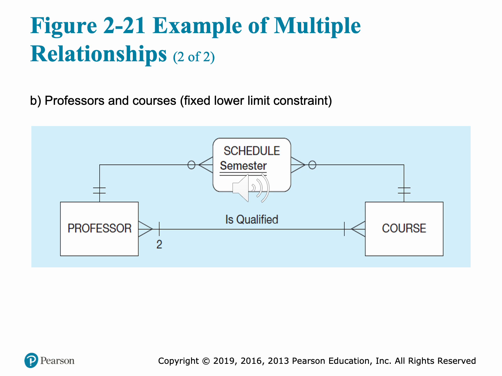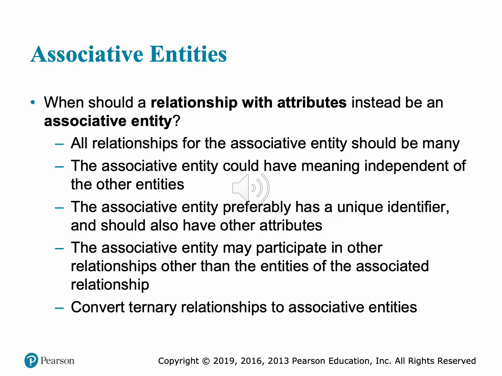The other relationship is actually implemented via what is called an associative entity called schedule, which has an identifier attribute called semester. We will shortly talk about associative entities in more detail. This associative entity is implementing a many-to-many relationship between professors and courses, indicating that a particular professor may be scheduled during a particular semester to many courses and vice versa.